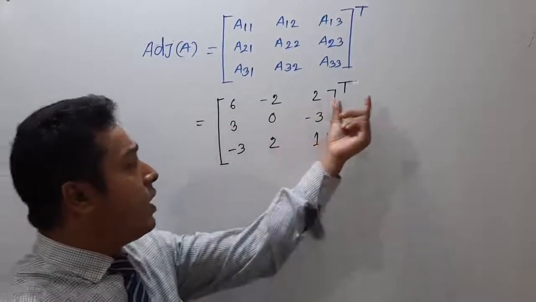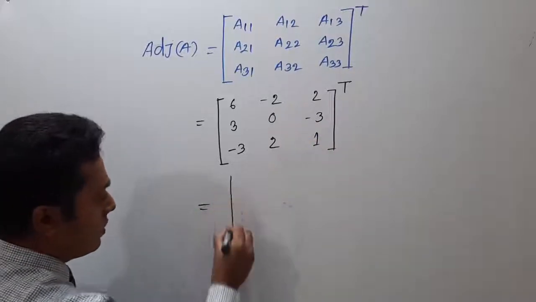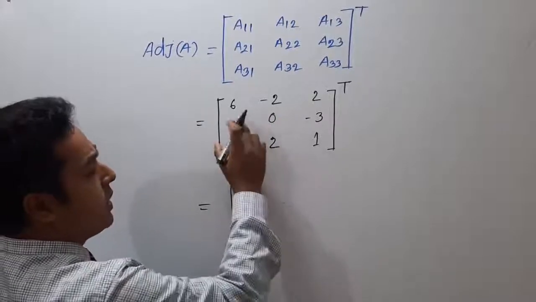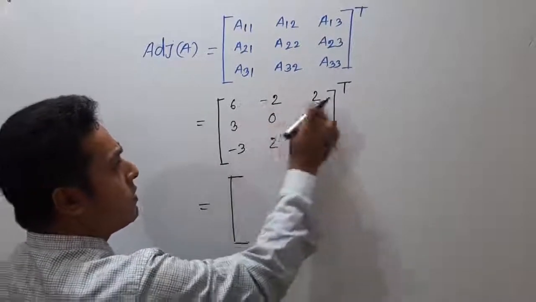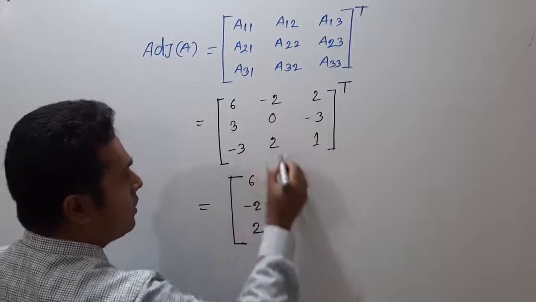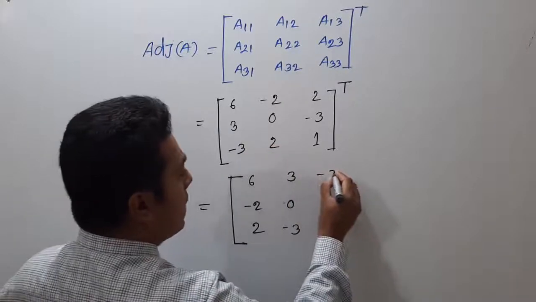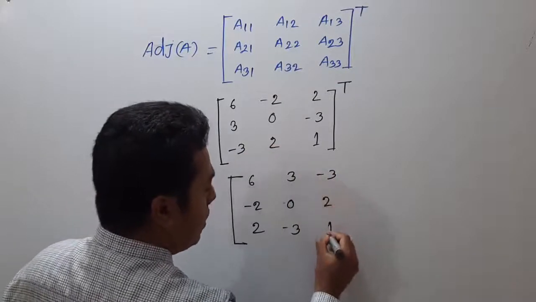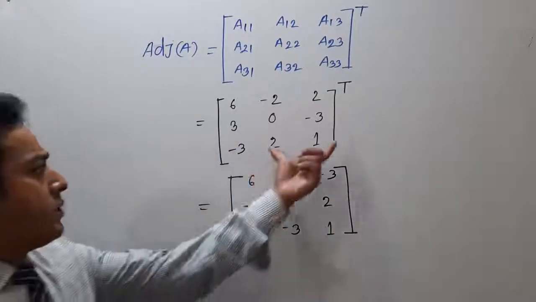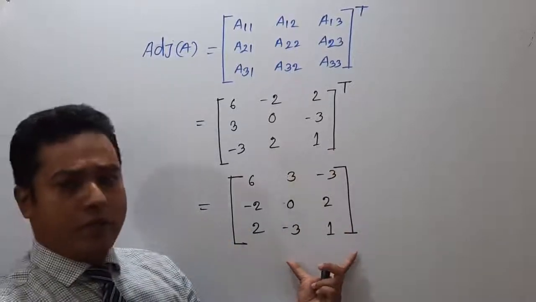So what is the transpose of this matrix? The transpose matrix is the interchange of rows and columns. So this is the row and it will be the column, and 3 0 minus 3 and minus 3 2 1, row and column interchange each other. This is the transpose of this matrix. Now this is the adjoint matrix of A.